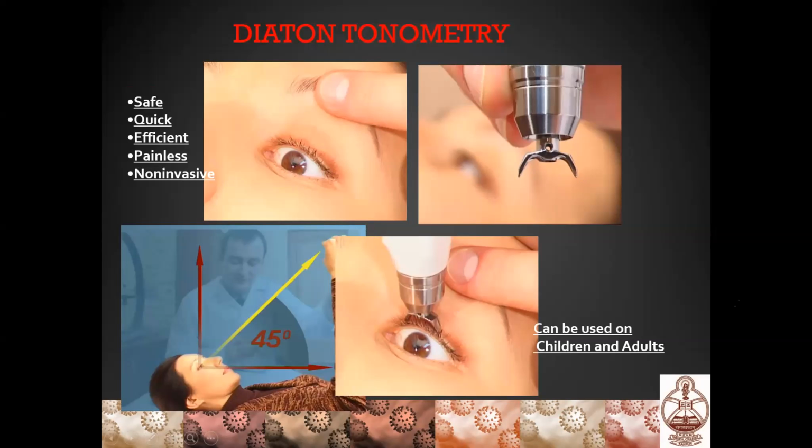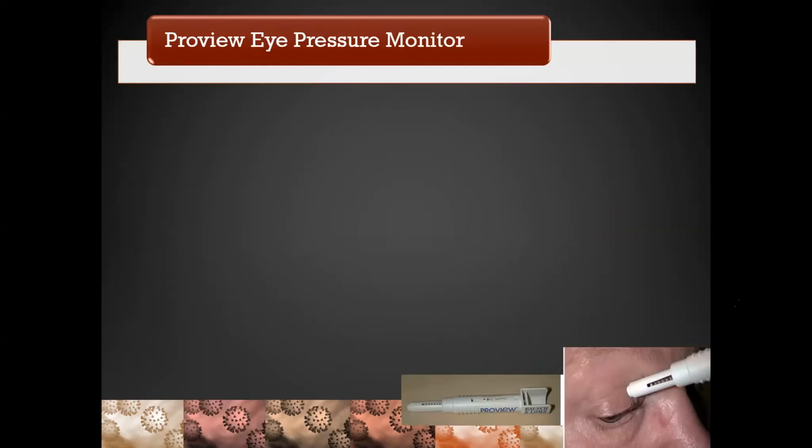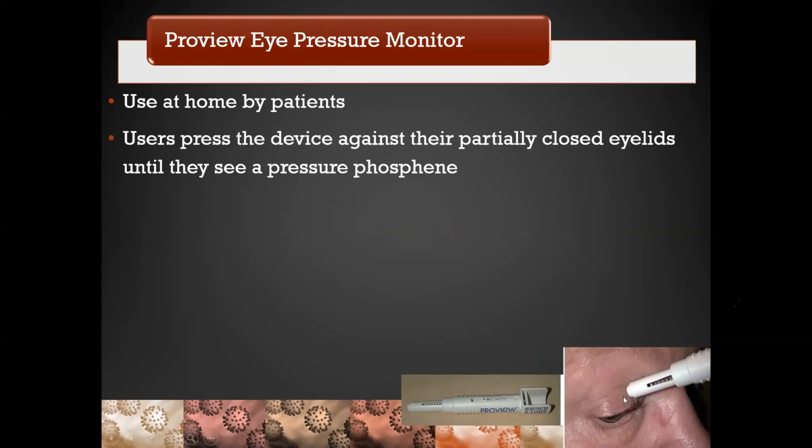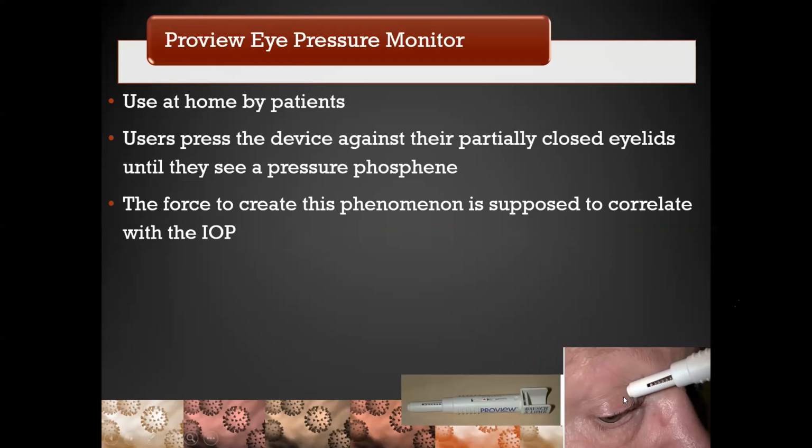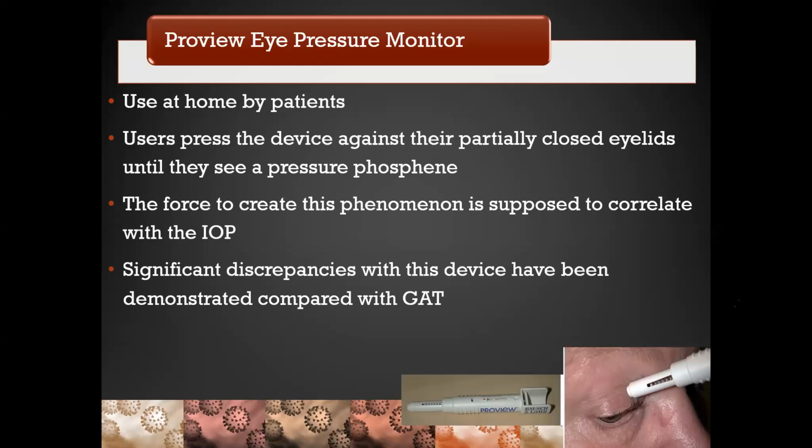But the thing is that readings are not that reliable and therefore not very commonly used. Then we have another kind of tonometer, which is the Proview eye pressure monitor. Here, when the patient presses onto the eyelid surface, he can see pressure phosphene. And once he sees those phosphene, the recordings are automatically recorded and given in digital form. Again, it has not shown a good correlation with Goldmann applanation tonometry, so it is not that commonly used.